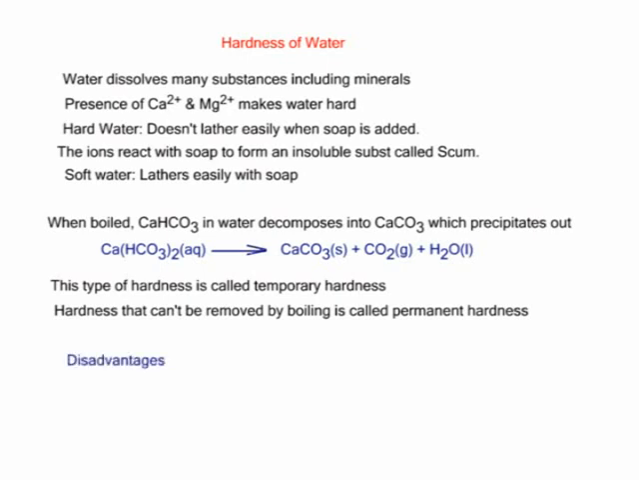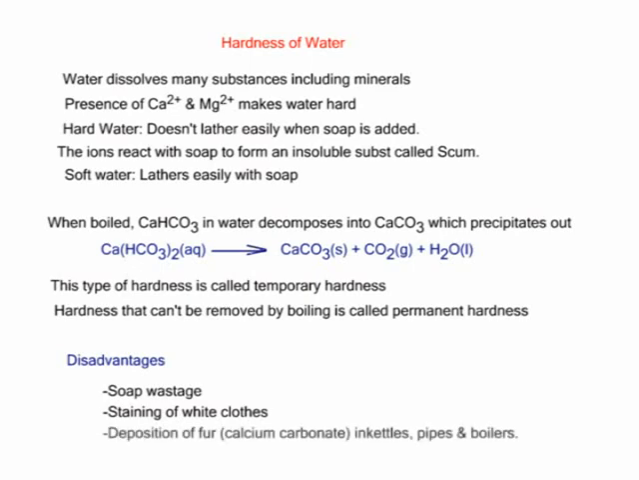Disadvantages of hard water. Now hard water wastes a lot of soap. There is a lot of soap wastage. Why? Because the soap first precipitates out the calcium and magnesium. Now hard water also stains white clothes. The soap precipitates out calcium ions and magnesium ions as scum, and the scum forms stains on the clothes. There's also deposition of fur, which is calcium carbonate, in kettles, pipes and boilers, and this discolors and reduces efficiency of boilers and may cause bursting of hot pipes.